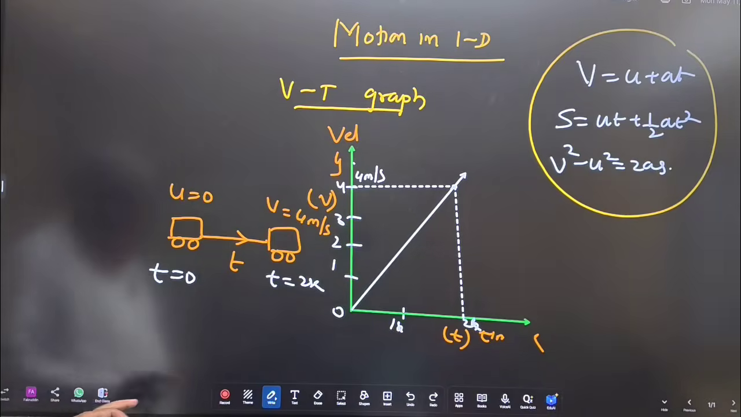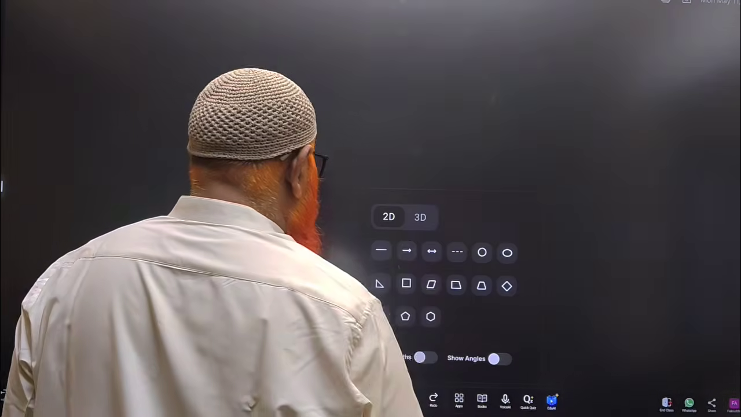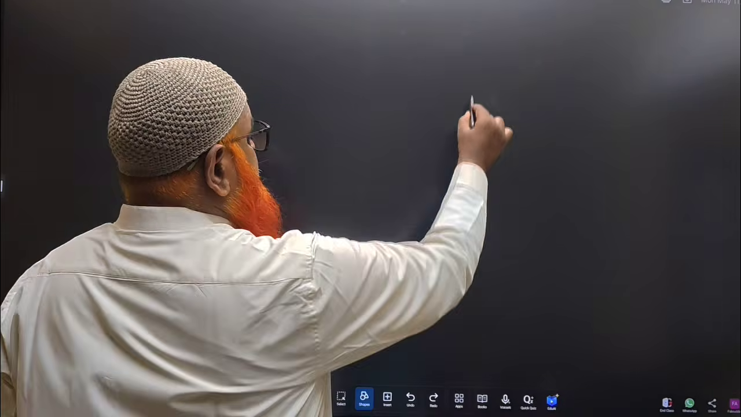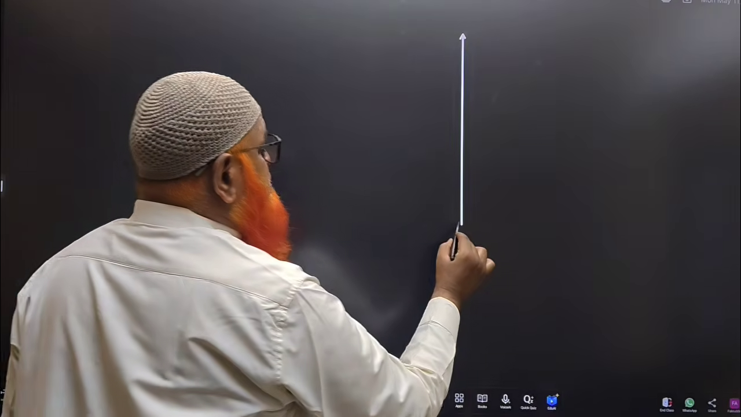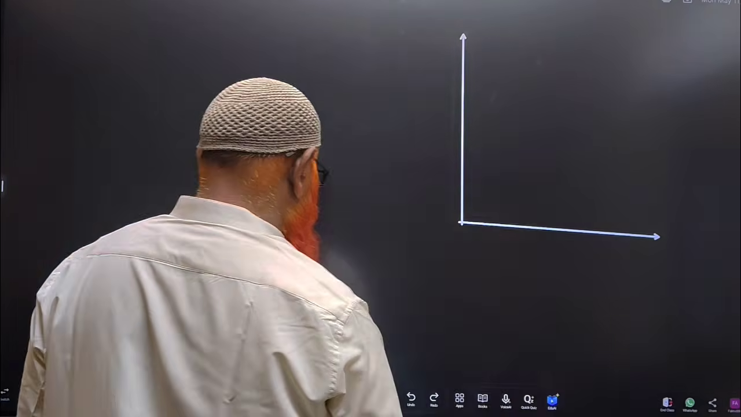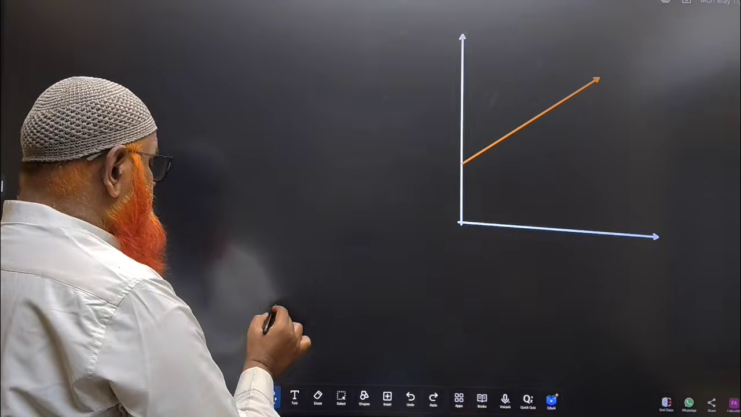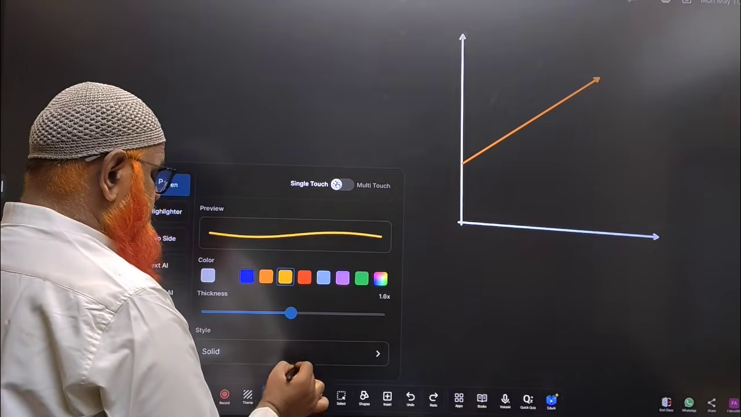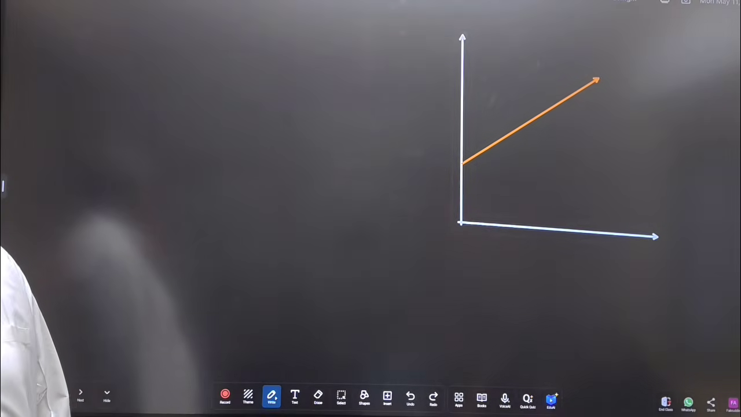Now I will represent the same in a different situation. What I am going to do now is draw the same graph, where this is going to be the y-axis and this is going to be the x-axis, and I am representing the graph like this. Will you tell me in what way this graph is different from the previous graph?